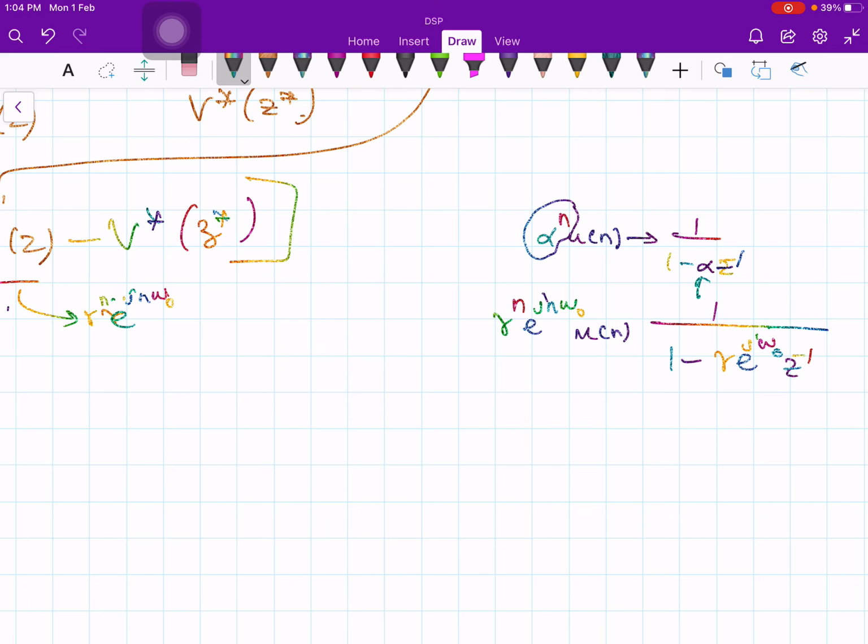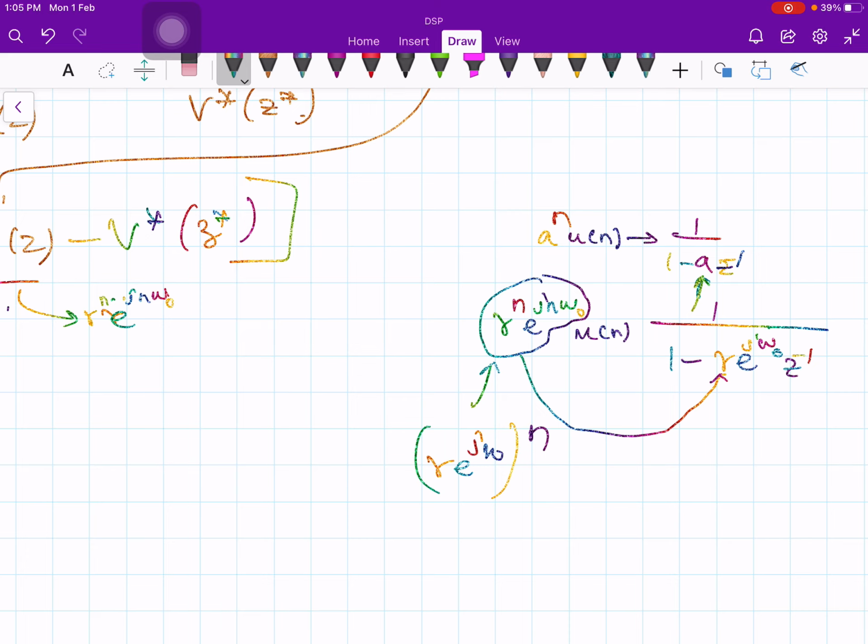Okay, to avoid the confusion, let me write down something else. Let's say a to the n, and here also a. So instead of a, I have r e to the j omega naught, all to the n, so r to the n e to the j n omega naught. So therefore this comes here. That's all. I can write this as r e to the j omega naught whole to the n. So instead of a, I have r times e to the j omega naught, and that is coming over here.